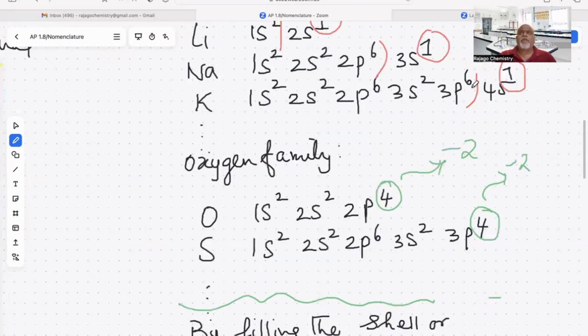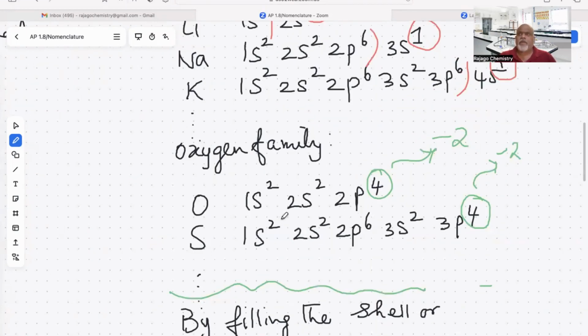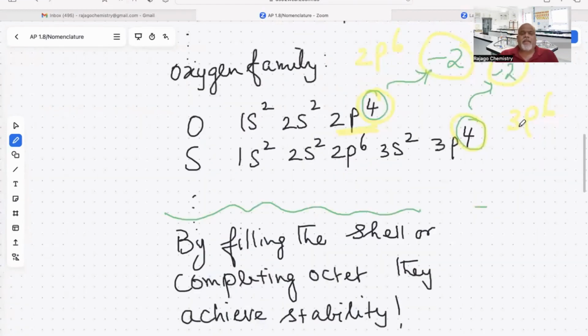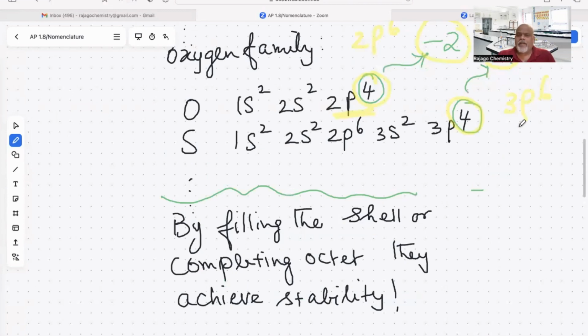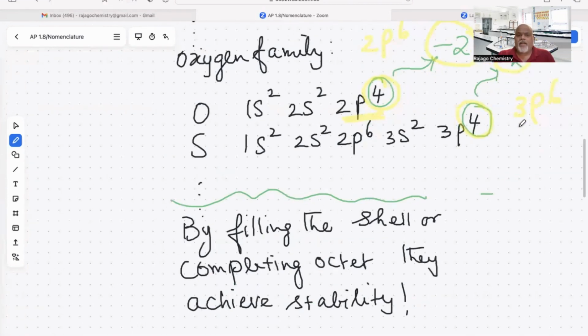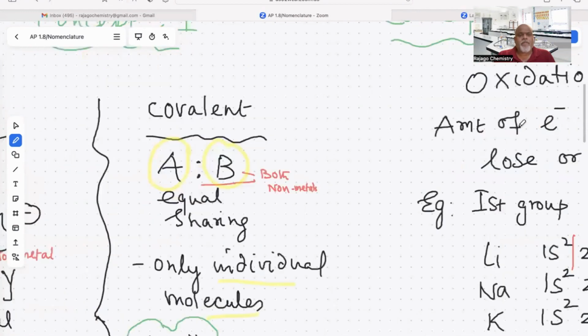If you look at the oxygen family, oxygen, sulfur, selenium, tellurium, polonium, you will see that they end in 2p4, 3p4, 4p4, 5p4, and so on. They don't want to lose 4 electrons, but they can gain 2 electrons to form 2p6, 3p6, and so on. So they gain electrons, and that is the reason their oxidation number is -2. By filling the shell or completing the octet, they achieve stability. That is the need for each and every atom to form bonds.